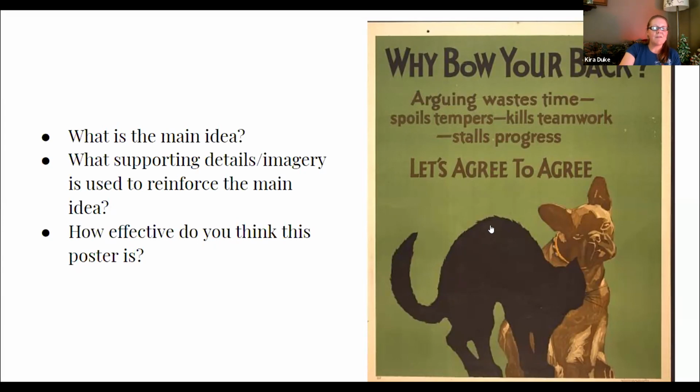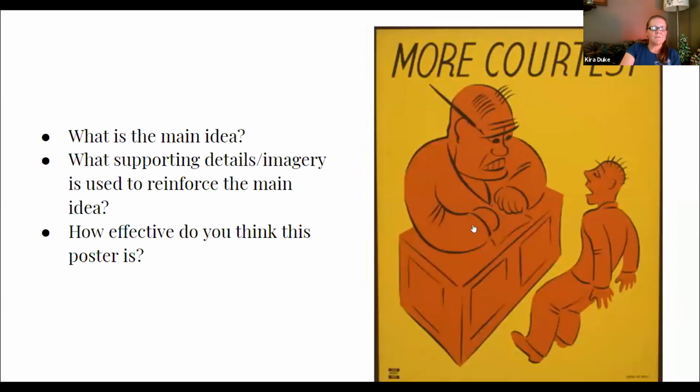So let's think about the next one, the last one. So this one is one from the WPA collection. A lot less text on this one, some stark imagery. So what do we think the main idea here is? Be nice to your bossy boss. Yeah. Customer service. Well, I hadn't thought about it from a customer service angle.